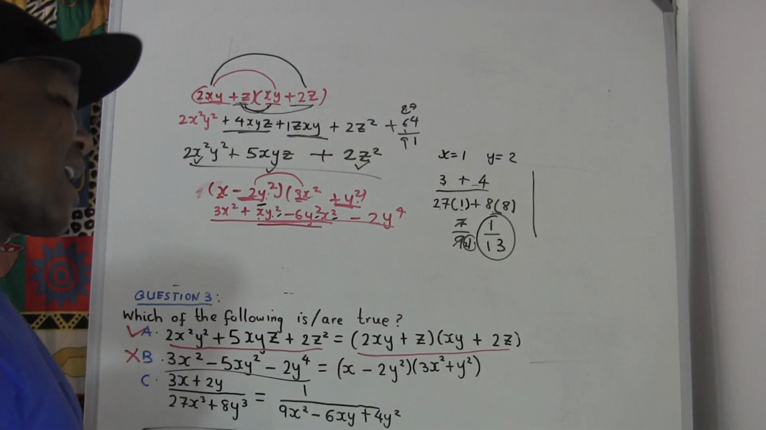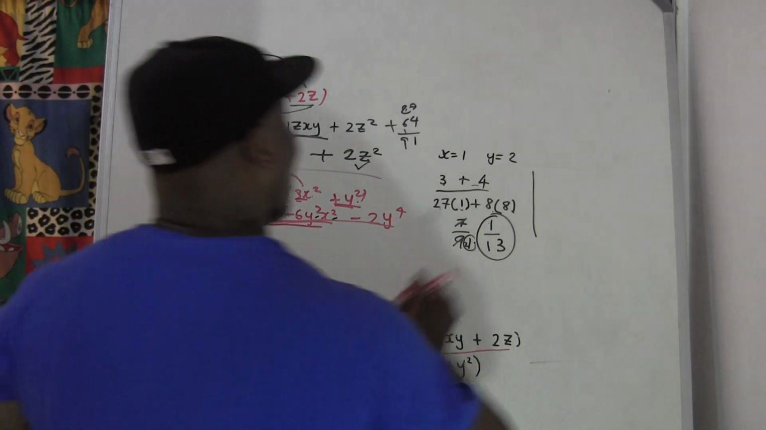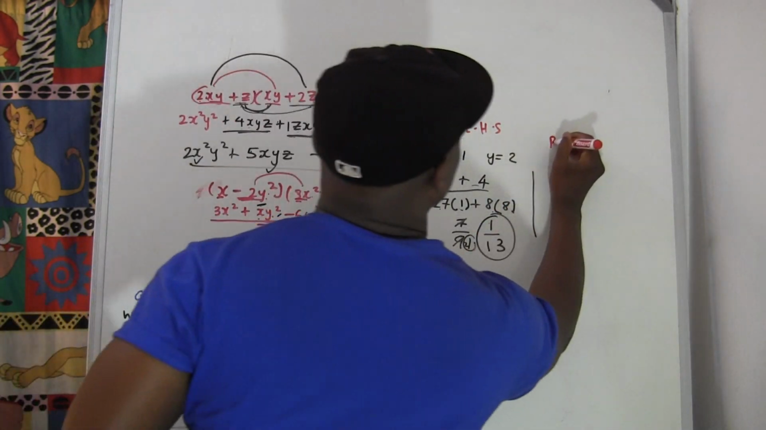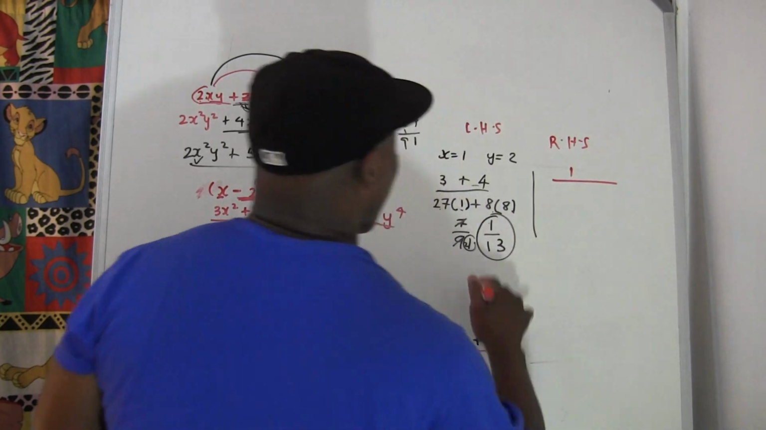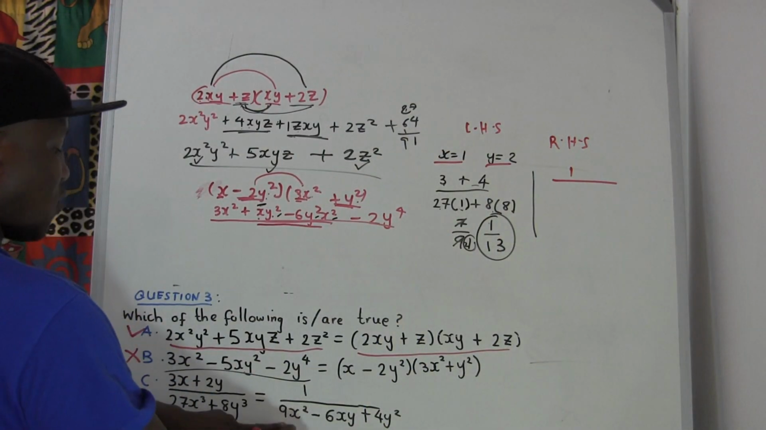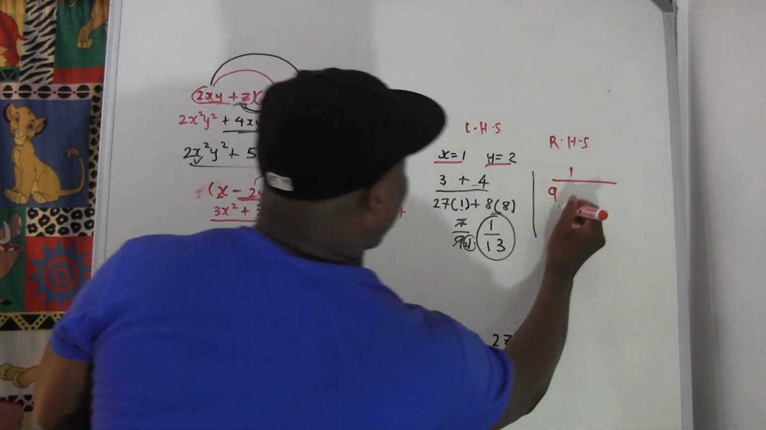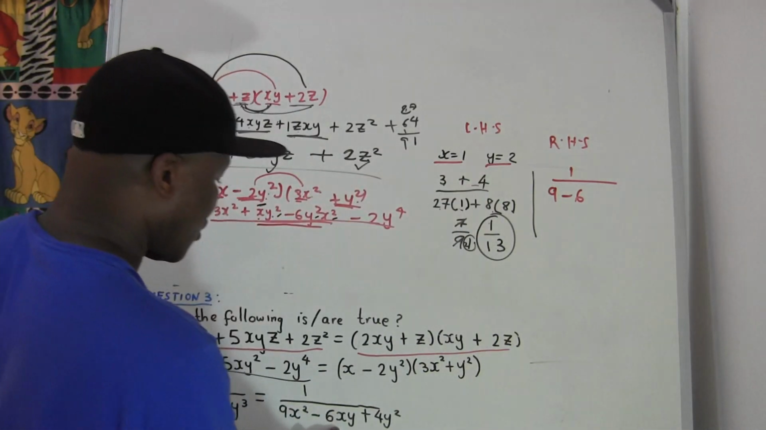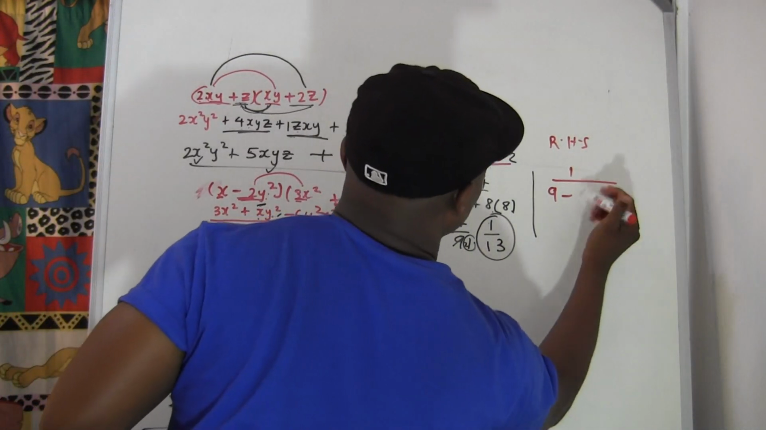So this is the left hand side, which gives us 1 over 13. Let's go to the right hand side and see if it's going to be true or not true. Now I'll go 1 over 9 times x squared. What is x? x equal to 1 and y equal to 2. 9 times 1 squared is 1, so just 9 here. Minus 6 times x times y. 1 times 2 equal to 2. 2 times 6 equal to 12.